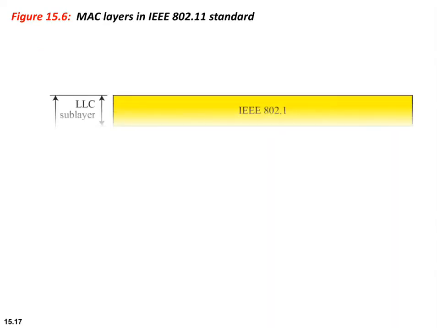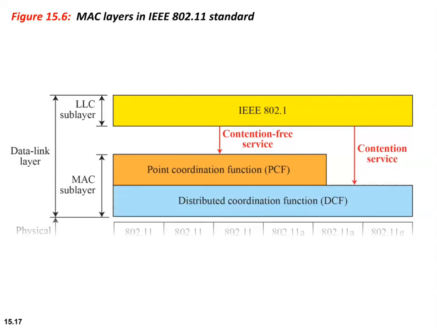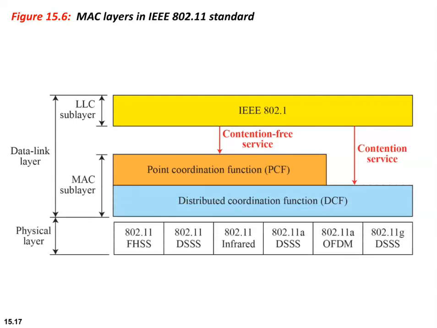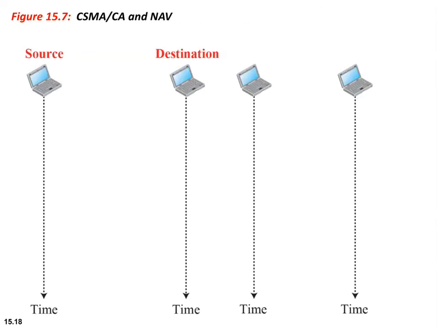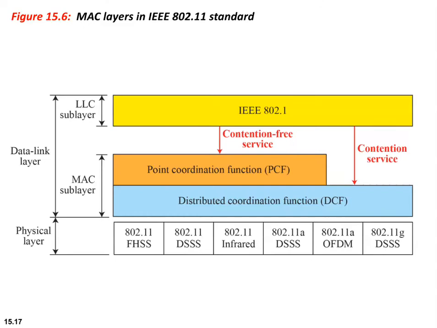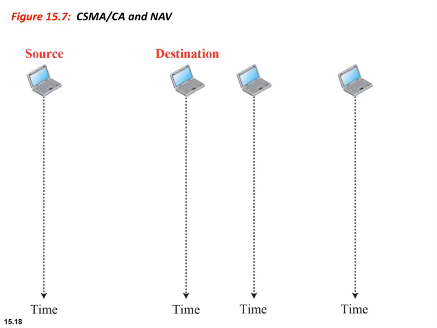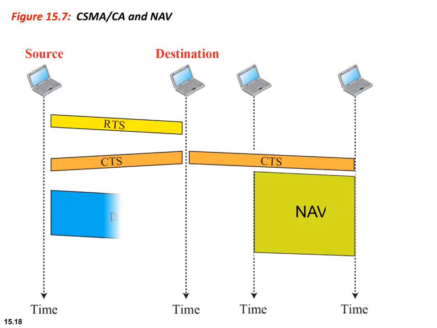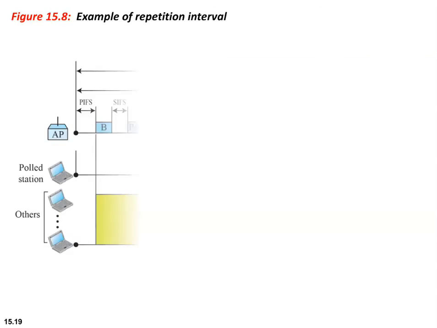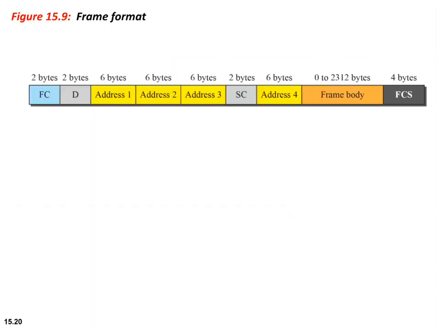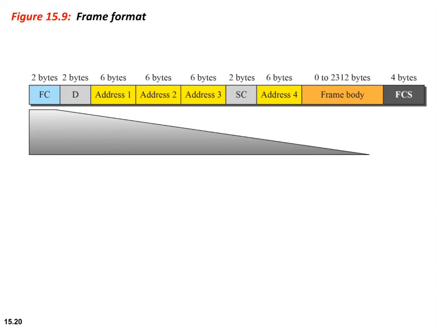Next we'll be discussing the MAC layer frame. The MAC sublayer has the distributed coordination function and the point coordination function. The distributed coordination function, as we had seen, uses CSMA/CA as the access method, and the point coordination function uses the polling method. Next we'll see the MAC layer frame.